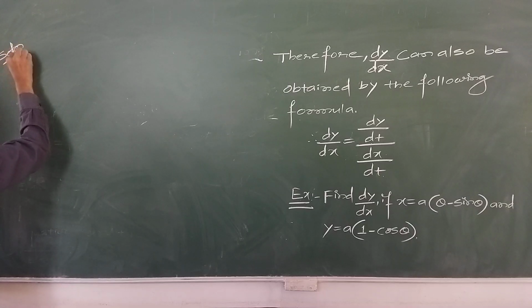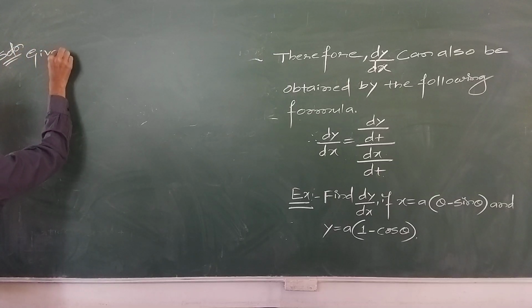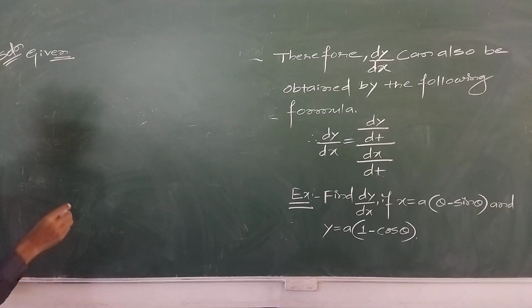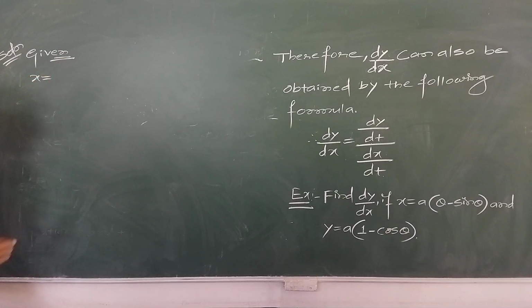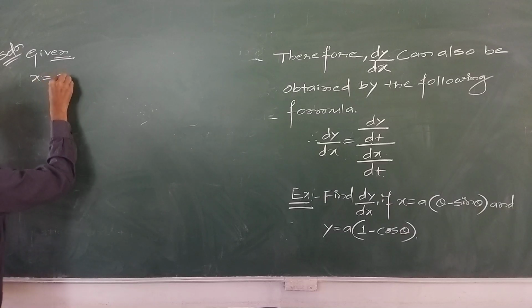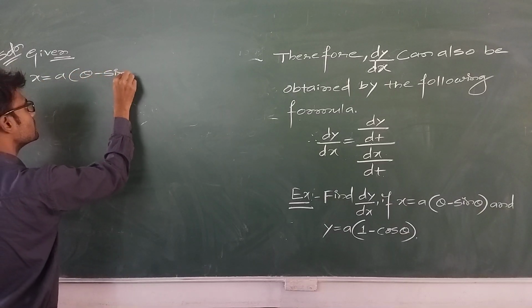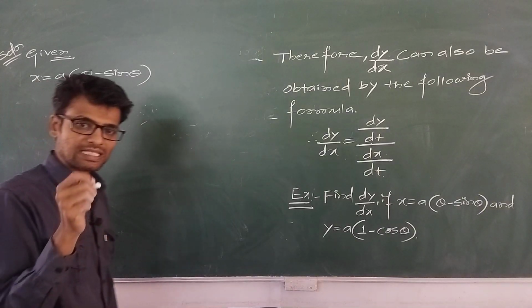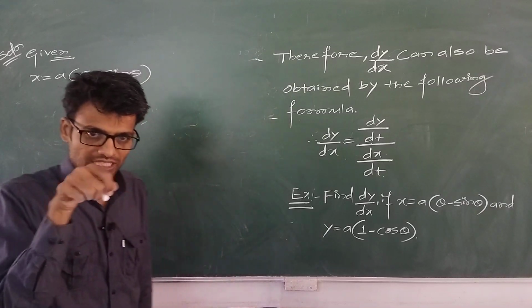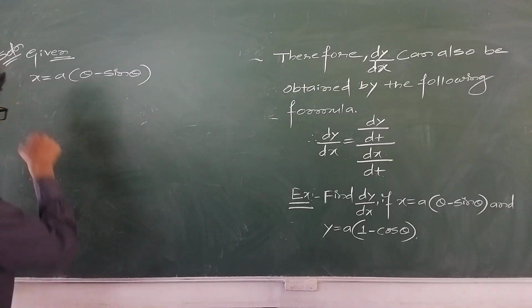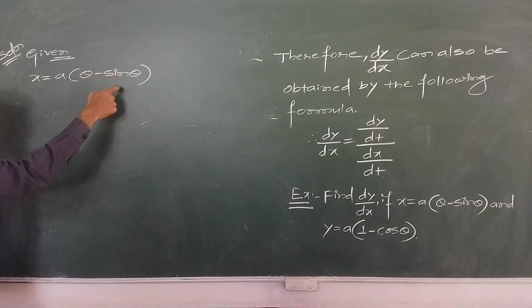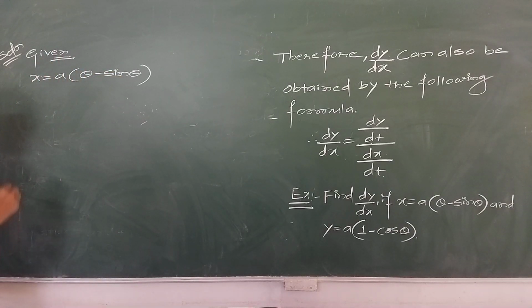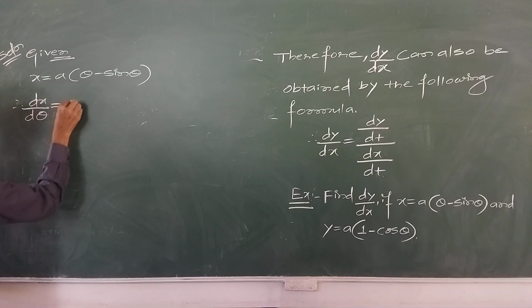Solution. I will write as given. First I will write the value of x. See, the value of x equal to a inside bracket theta minus sin theta. We differentiate this with respect to theta. So, why are we taking derivative of x with respect to theta? Because theta is the parameter here. Right? So, therefore, I will write dx divided by d theta is equal to a constant.